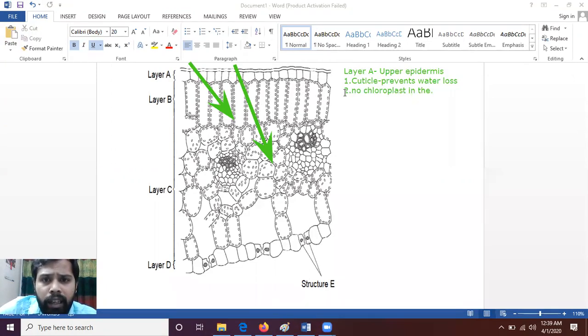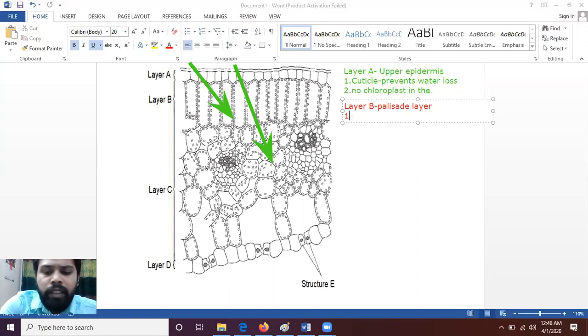Now we'll focus on layer B. What do you mean by layer B? Your layer B, this layer, we call the palisade mesophyll, or you can say palisade cells, or palisade layer. I'll be writing it as palisade layer. This layer has an adaptation: if you look at these cells, they're closely packed. So one adaptation of this palisade layer is that the cells are closely packed.